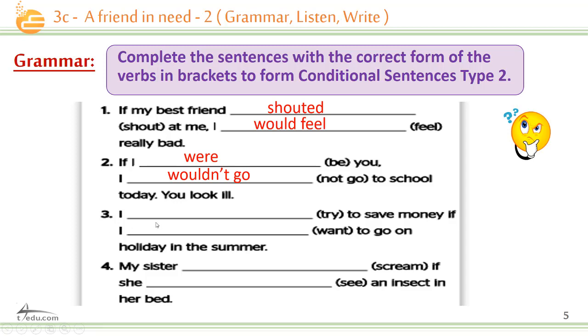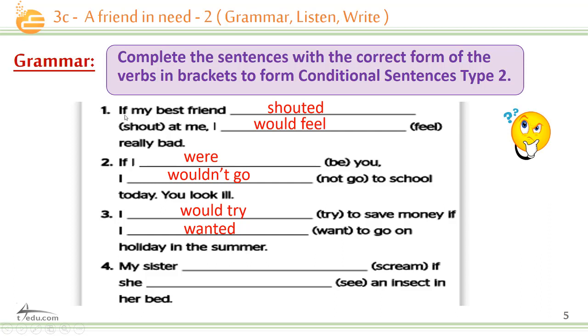Okay. Number 3. I blank try to save money if I. So the first clause is not the if clause. So we're going to have a modal in the past tense plus the verb in the base form. So we are going to say, I would try to save money if I wanted. Very good. If I wanted. Keep in mind, because the if clause here is in the second part of the sentence, we're not going to put a comma to separate the clauses. But if we have it in the first part, we are going to have a comma.